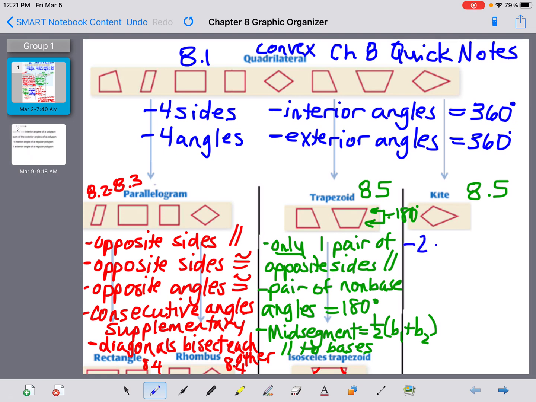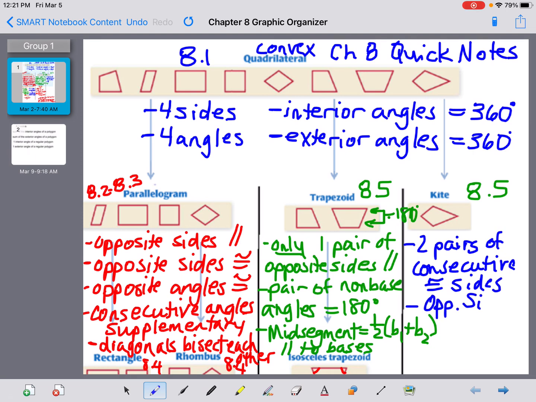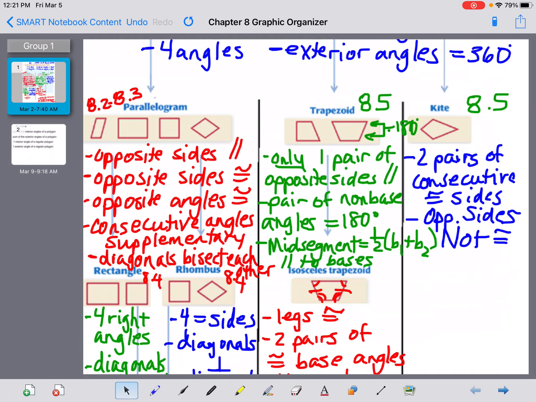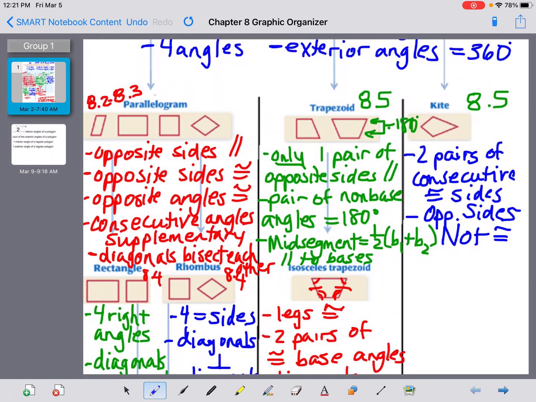Well, there's 2 pairs of consecutive, congruent sides, consecutive though, instead of opposite. And I'm going to add right to that beneath it to make sure we know: opposite sides not congruent. Okay, that's so important because remember, some people are like, oh, I think a rhombus is a kite. No way, it's not allowed to be, okay, because of our rules. What else do we know about a kite?